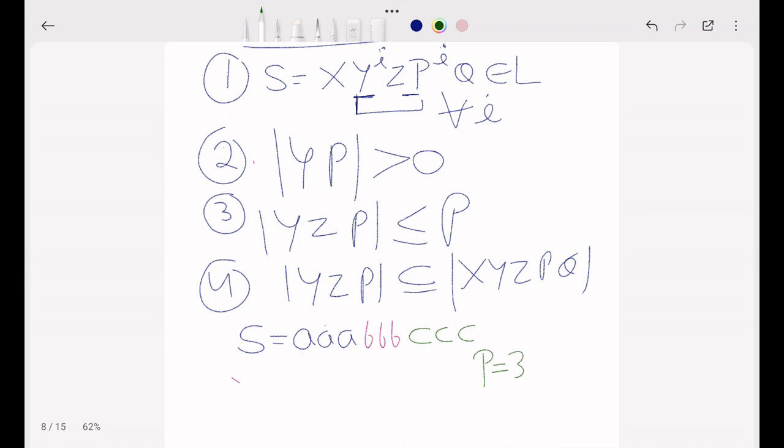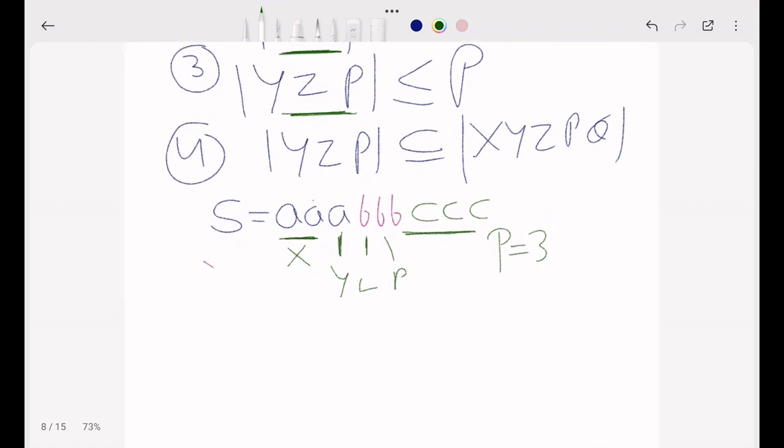And you have to remember also your |yp| must be greater than 0 and |yzp| must be less than p. Okay, yzp. So what I am doing, I am taking this x, this is my y, this is my z, this is my p, and this is my q.